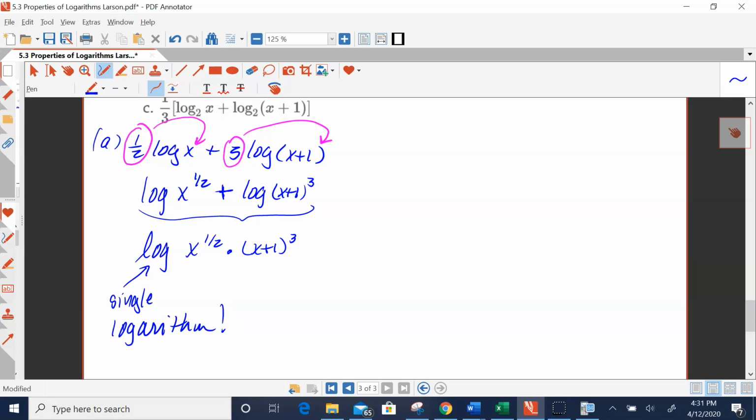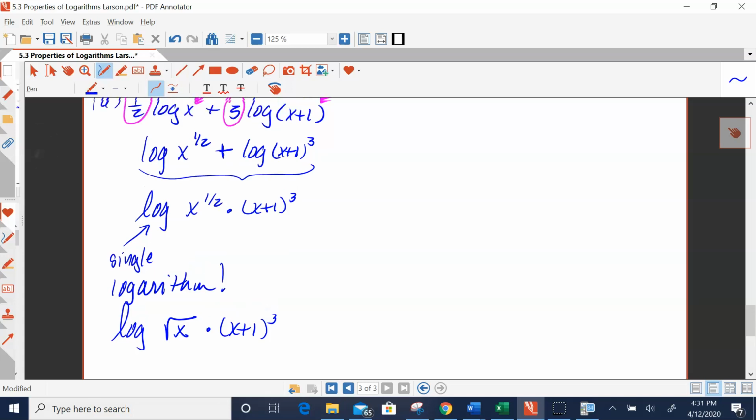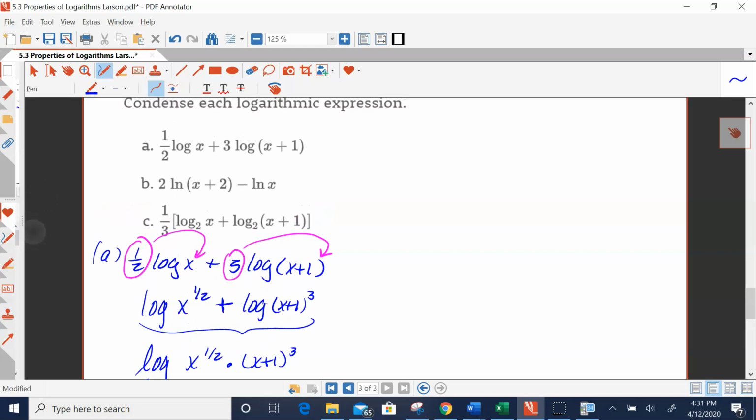You could leave it like this, or if you wanted to, you could change that x to the 1/2 to the square root of x. Either one of those would be fine. Just check WebAssign to see how they would prefer to have your answer written. So that's how we'll go backwards and condense it into a single logarithm.